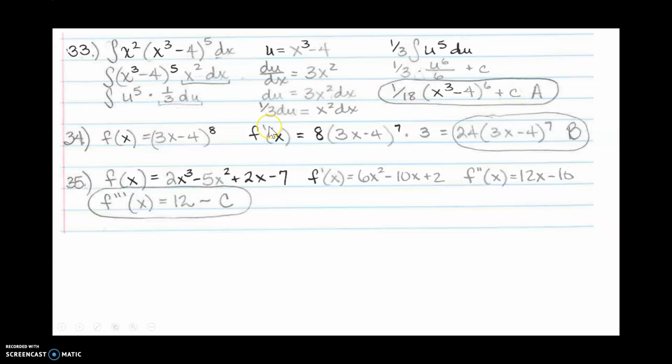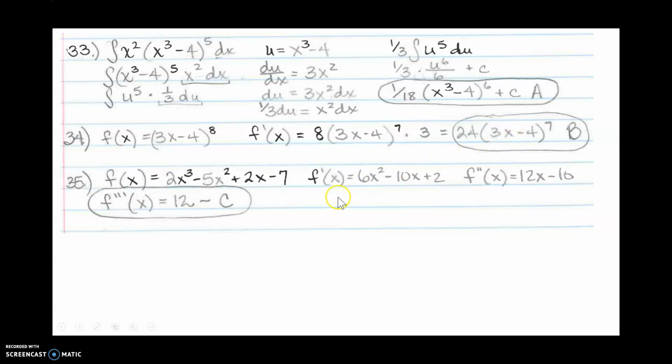For 34, they asked us to find the derivative of 3x minus 4 to the 8th. So the derivative of anything to the 8th would be 8 that thing to the 7th. But I also need to use chain rule here because this was a quantity. The derivative of the outside was 8, the function to the 7th. Now I need to multiply by the derivative of the inside, the derivative of the quantity. So the derivative of 3x minus 4 is just going to give us 3. So 8 times 3 is 24, and then 3x minus 4 to the 7th.